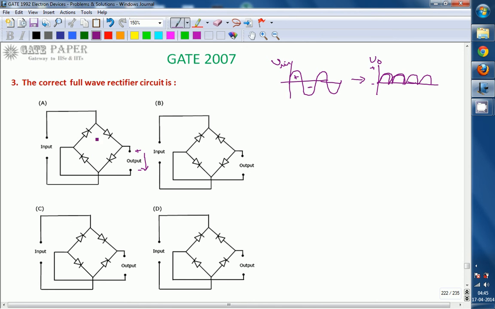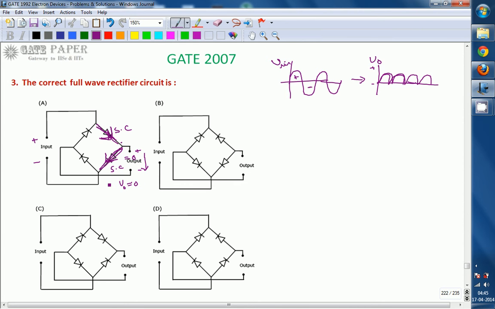So look at circuit A. If you apply the positive half cycle, this diode becomes forward biased, so current flows in this direction. Afterwards, whenever you apply the negative half cycle, this diode gets forward biased, so current flows in this direction, and the current flowing through the output is 0, because whenever a diode is forward biased it acts as a short circuit. That means the output current is 0, so V0 is equal to 0.